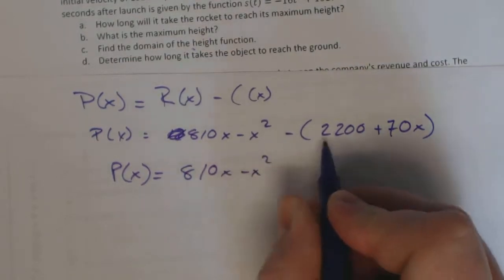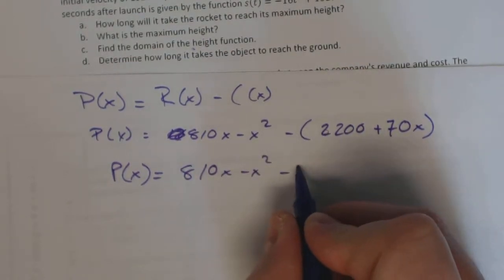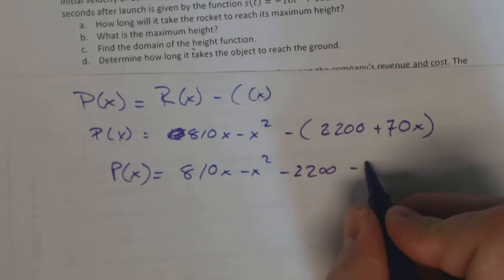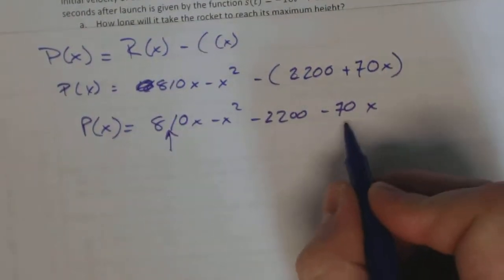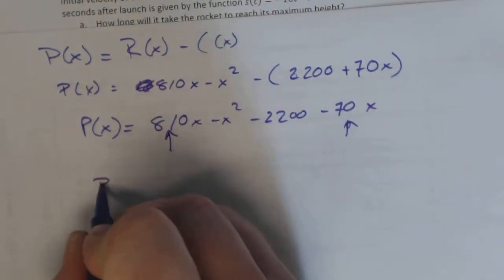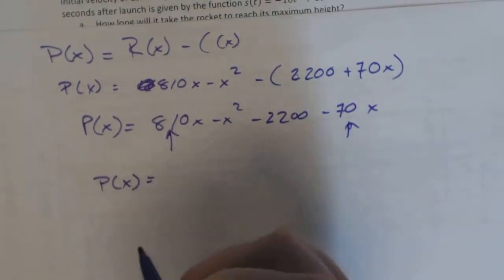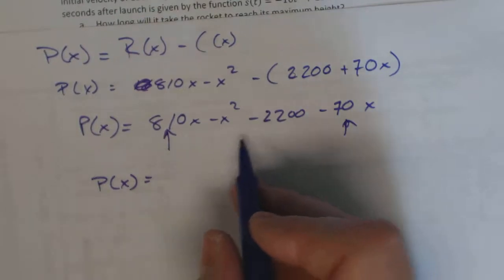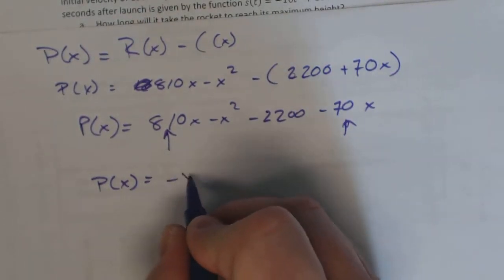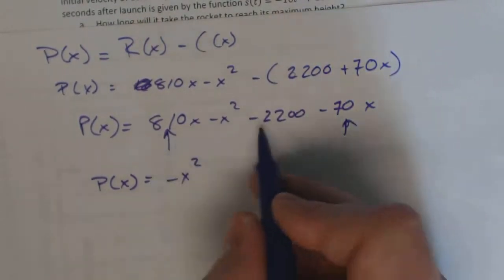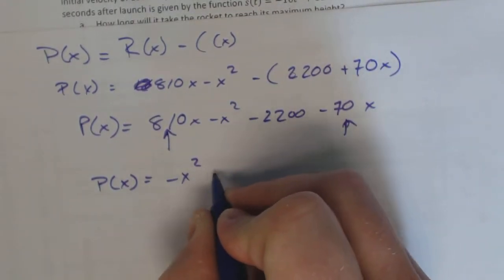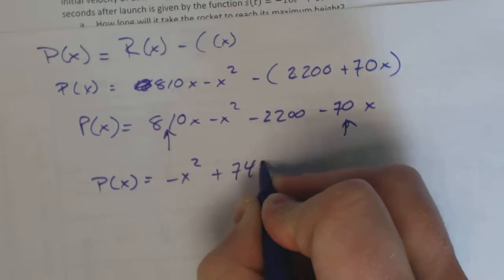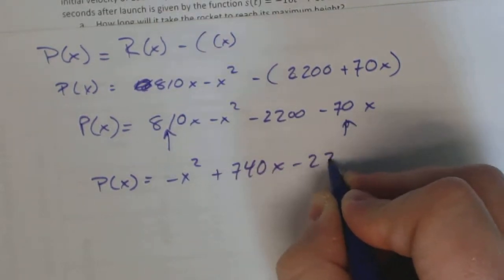810x minus x squared. That negative would go to both those values. And I'm going to simplify that a bit. This guy and this guy would go together. So your profit function winds up looking like negative x squared plus, 810 minus 60, it'd be 740, x, minus 2200.